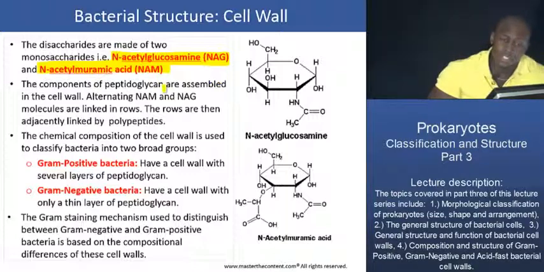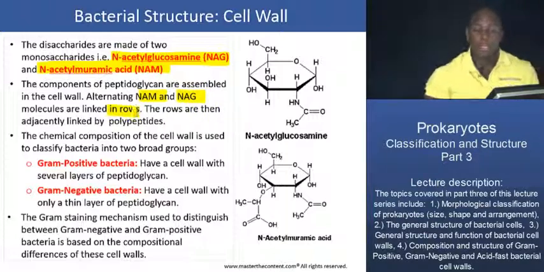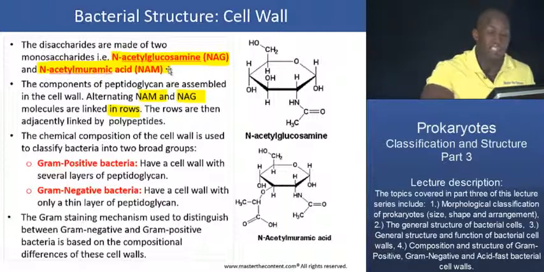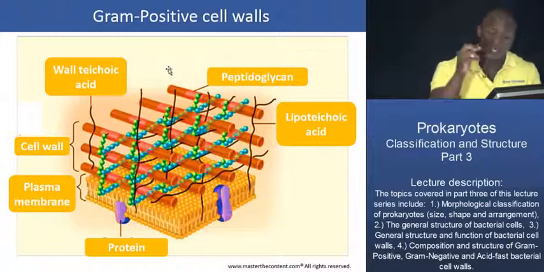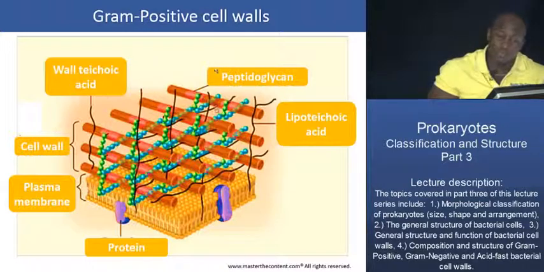Now, these alternating N-acetylmuramic acid and N-acetylglucosamine molecules are actually linked in rows. Now, I'm going to give you a diagram to illustrate what I'm trying to talk about before I get into much more detail. Here is what we have. We have a gram-positive cell wall. Now, this is the peptidoglycan I was talking about. As you can see, we have those rows of those disaccharide molecules arranged in the cell wall.